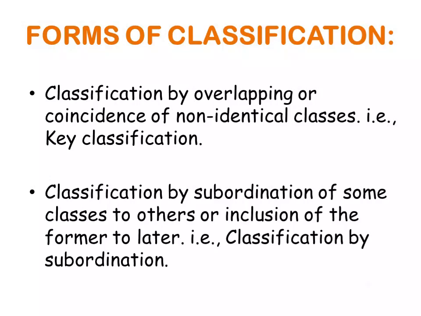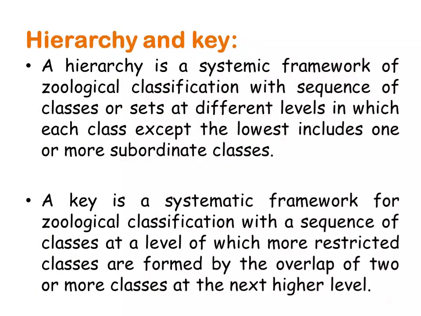In case of classification by subordination, the same example can be taken. Horned mammals are designated as a class with one or several species that are subordinate to and included in a large class Mammalia. Similarly, two-toed mammals are included in the class Mammalia and are subordinate to it. This system of classification by subordination is known as hierarchy. The hierarchy and key can be defined.